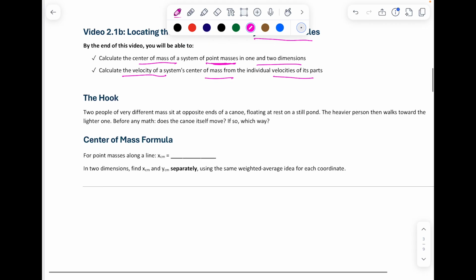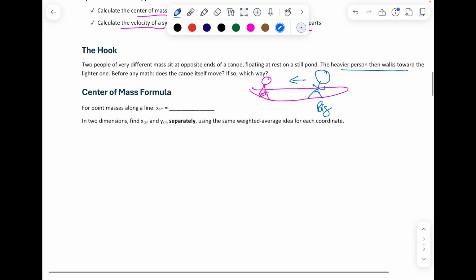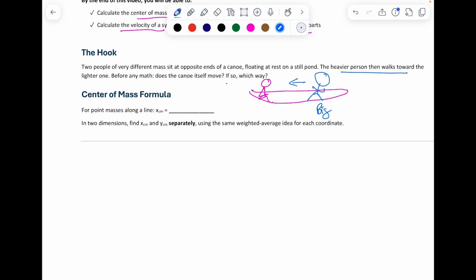You've got 2 people, this is the hook, of very different mass sitting on opposite sides of a canoe. So we've got the big guy here and the small one on the left. If the heavier person walks towards the lighter one, pink is light, does the canoe move? If so, which way? And actually, let's add another question: why? So in this video, we're really going to talk about the mathematical formula of how to find the center of mass.